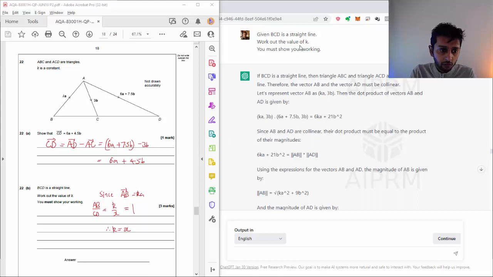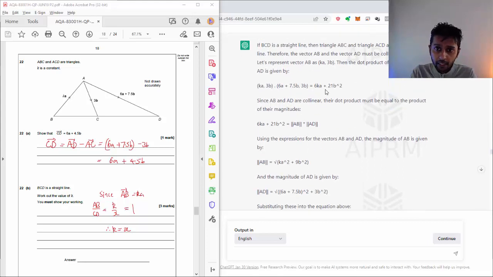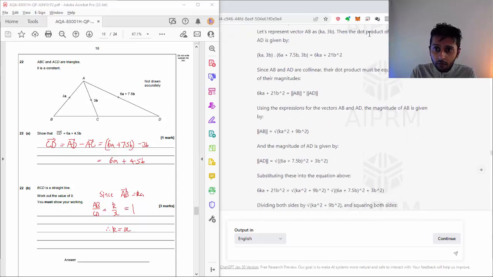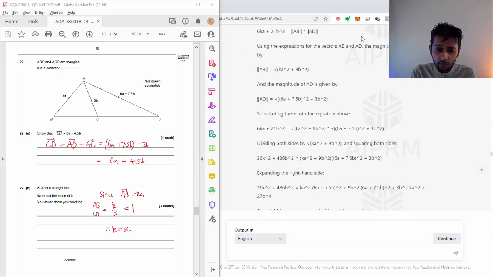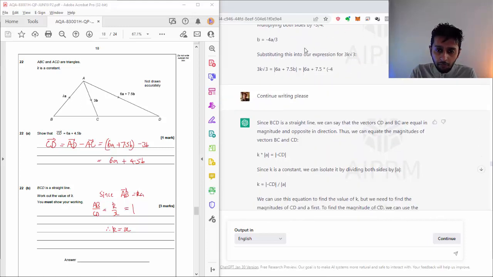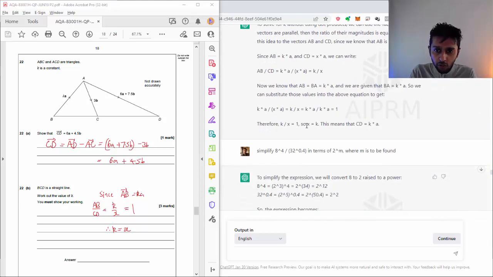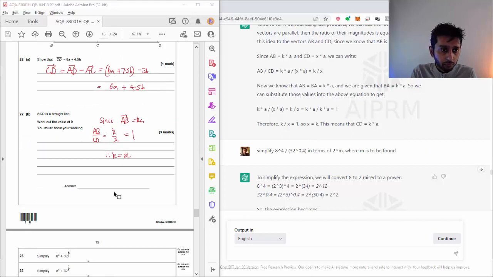Part B for 3 marks, I've just copied out the question here, and it did something really complicated, using something called dot product, which is not something you are taught at GCSE or even A-level these days. But after all of that, I asked it to redo that question again without using dot products, and it came to the conclusion that x is equal to k. Now I don't know where x came from, but I've just copied out what it says, and we'll see if it's worthy of any marks.